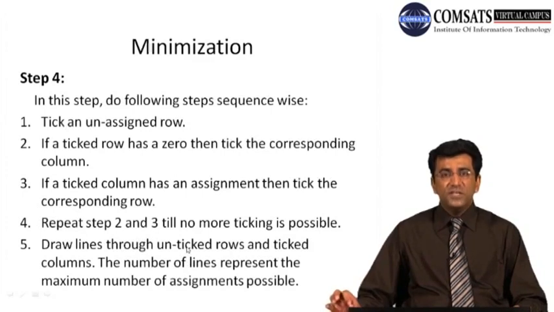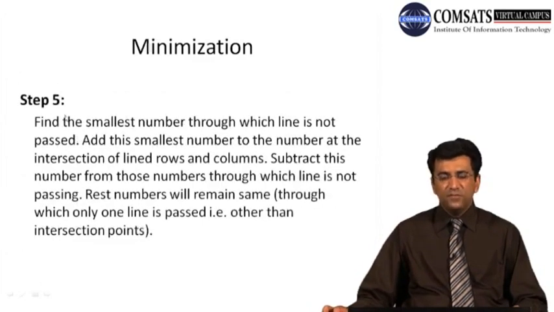But we are always interested in assigning all of the jobs to the relevant persons. So again class, after step 4 we go to step 5: after all these lines, we find the smallest number through which a line is not passed. There will be many rows and columns through which the line passes, but there may be numbers through which the line is not passed. Out of those numbers we will find the smallest number, and we will add this smallest number to the number at the intersection of the lines of rows and columns.